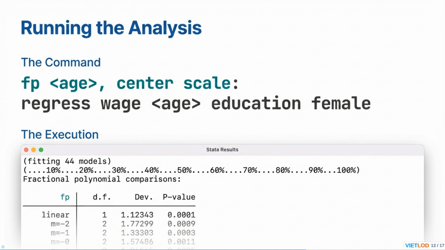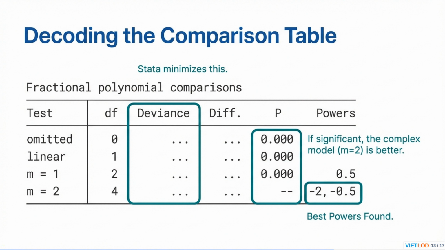Once this command is executed, Stata automatically begins an extensive search. As you can see from the output, it fits a total of 44 different models, systematically testing various power combinations from our predefined set. This iterative process, indicated by the progress bar from 10% to 100%, aims to identify the model that best fits the data by minimizing its deviance.